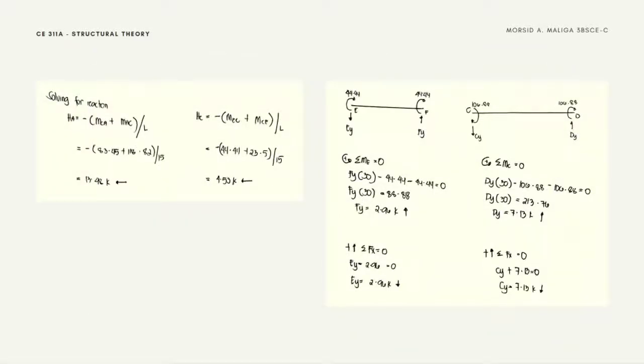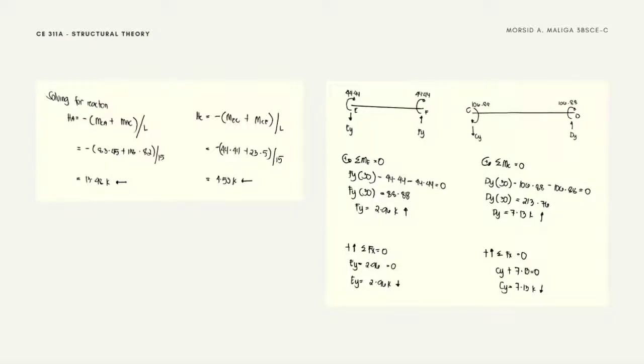So, for solving for reaction, ito lang yung gagamitin natin. So, HA, we have negative MCA plus MAC all over length. If you're going to substitute it, 83.45 plus 118.82, negative din siya, all over 15. Makukuha natin is 13.48 kips to the left. Also, HE is equal to negative MEC plus MCE all over L. So, ayun siya. Makukuha natin is 4.53 kips to the left.